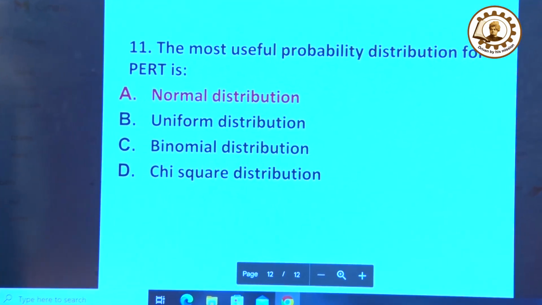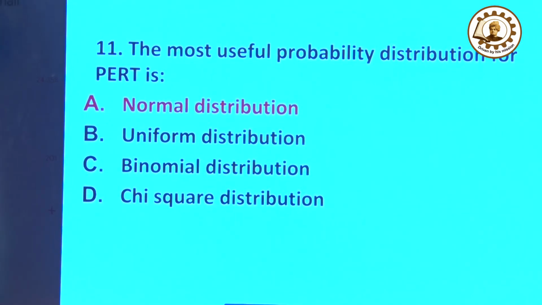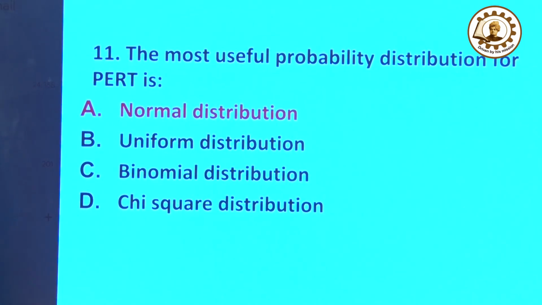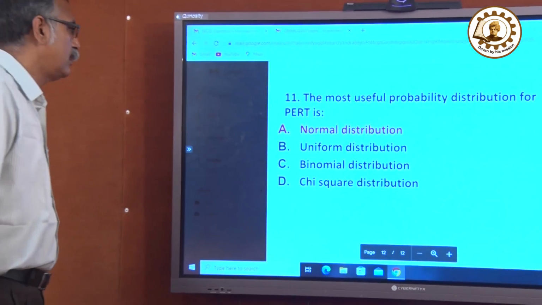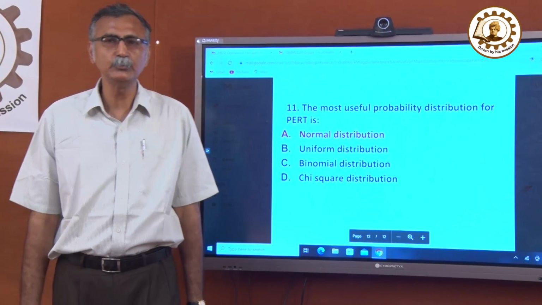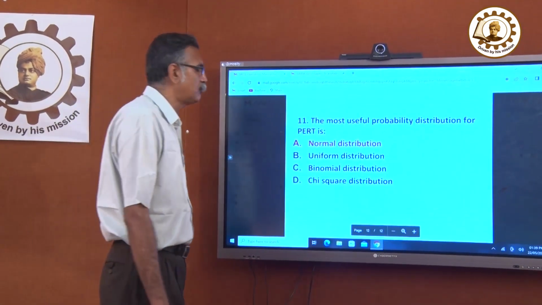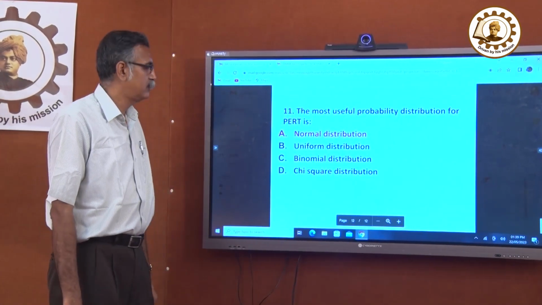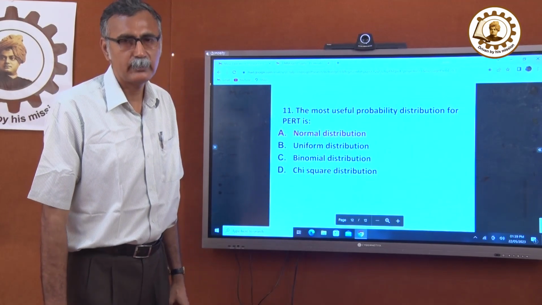Now the program evaluation review technique, question number 11. PERT is a probabilistic approach of calculating the total duration of the entire project under network analysis, and the probability distribution is assumed to be normal. So if we know the characteristics of the normal distribution, we can solve the problem of PERT. No other distributions are related to the PERT philosophy.